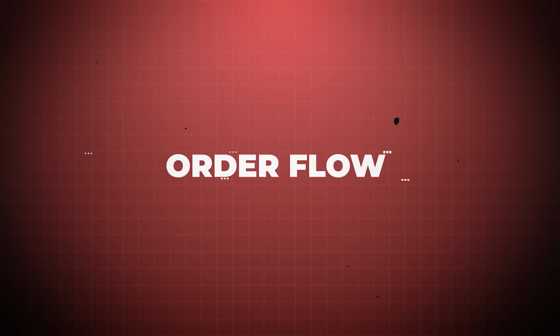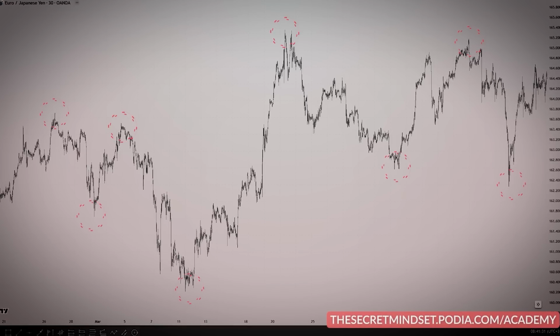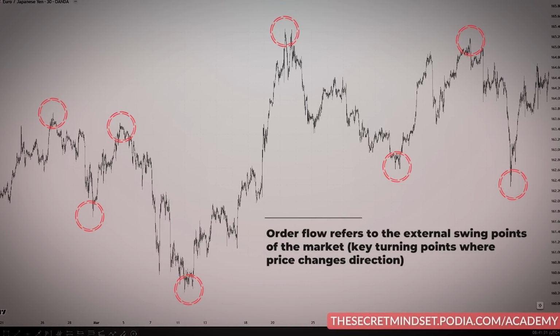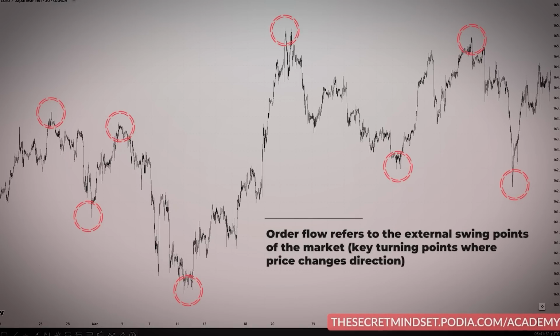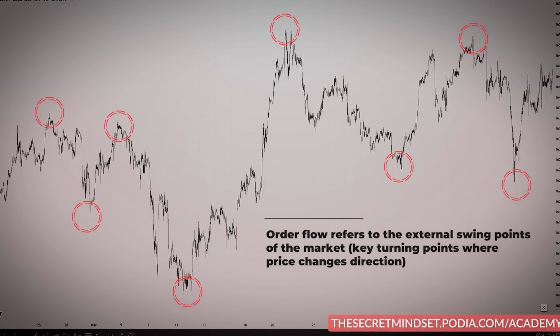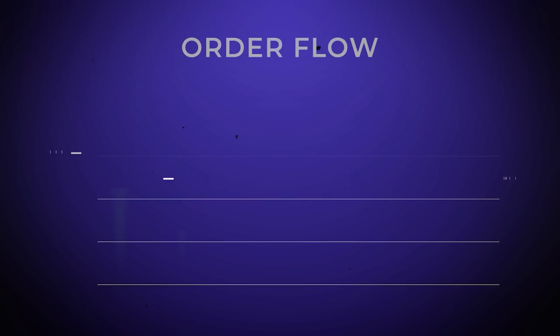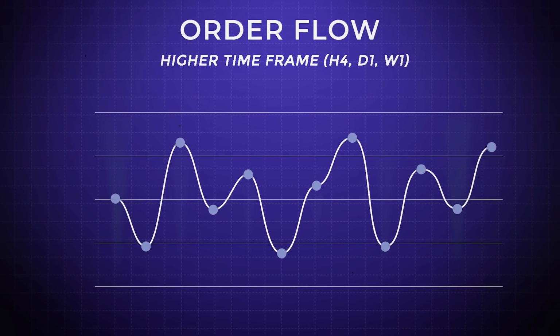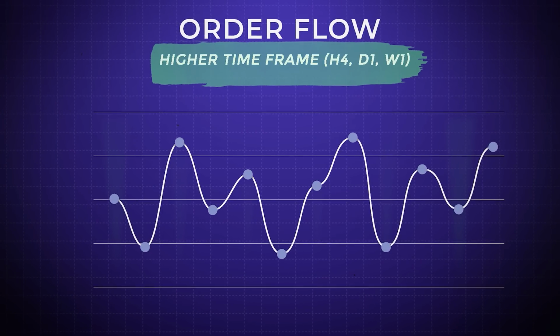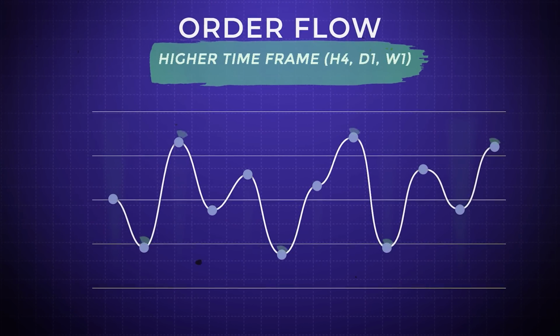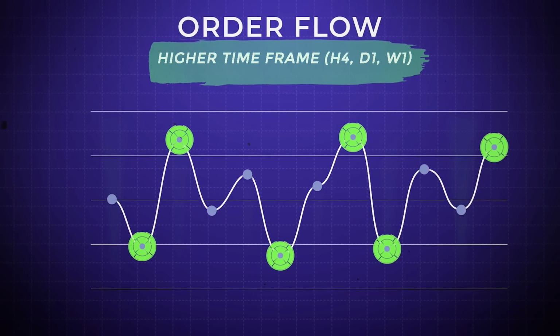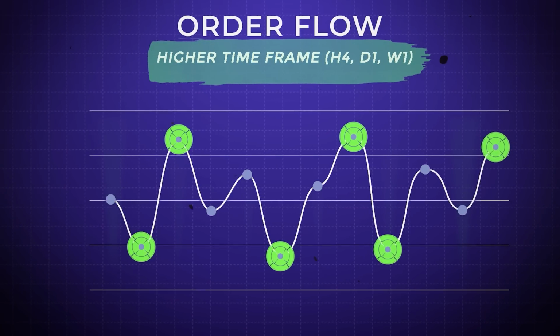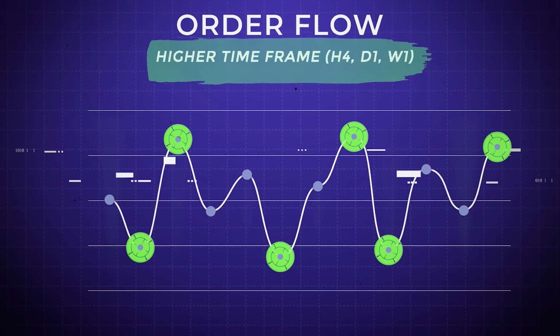Let's start with the order flow. Order flow refers to the external swing points of the market. These are the key turning points where price changes direction. To identify these swing points, you need to zoom out and look at the bigger picture. Start by picking a higher time frame. Now mark out the significant highs and lows on that chart. These are your external structure points.